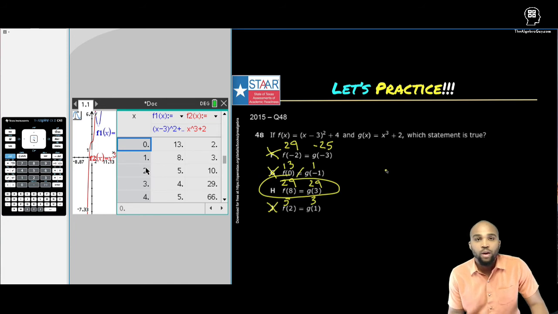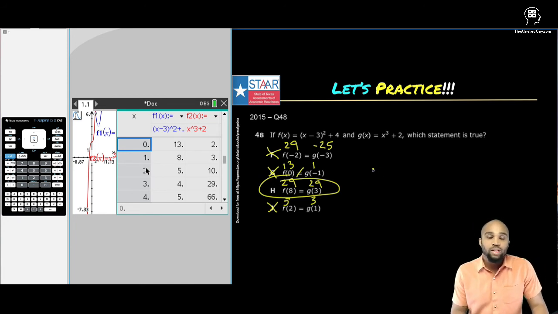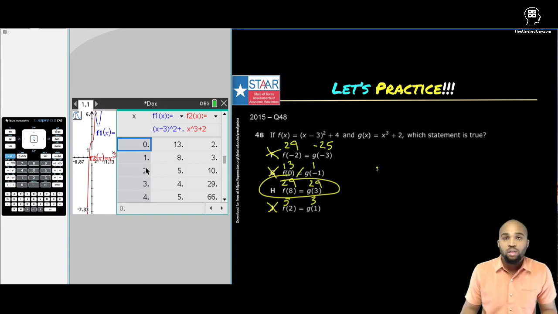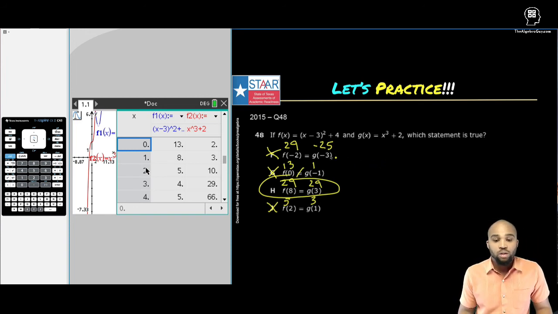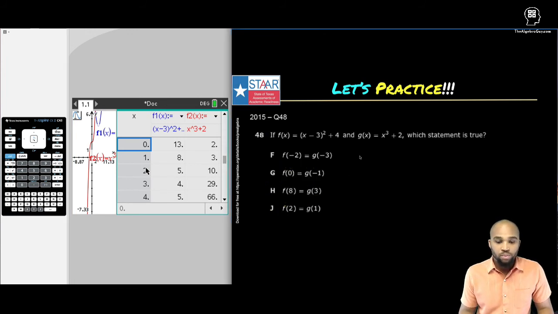Now, the great thing about using a calculator is two things. One, it saves you a ton of time of doing the calculations, and it saves you a lot of mistakes, right? Because you could have made a lot of mistakes plugging those in, or just been frustrated with the process. Plus, it looks like it's toward the end of the test when that problem came up. So let's go to our next problem.